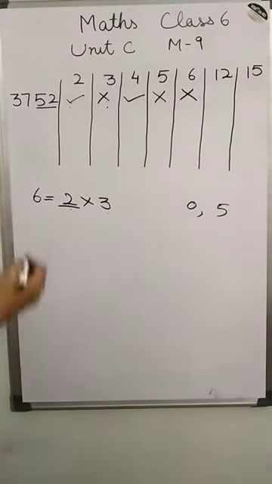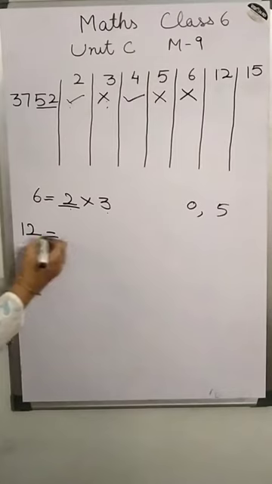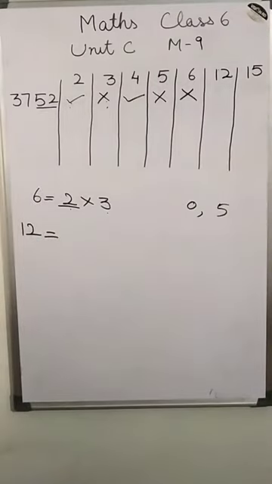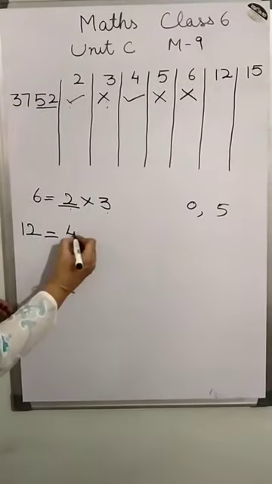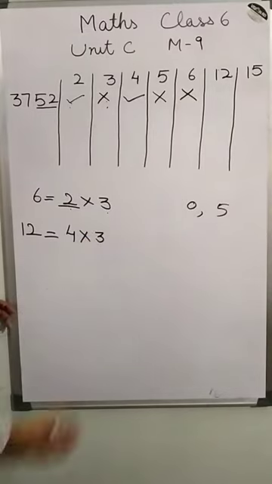For the divisibility of 12, the number should be divisible by 4 and 3, since 12 is 4 into 3.